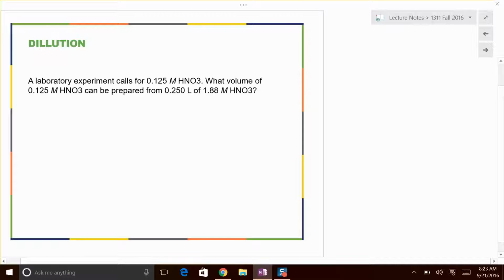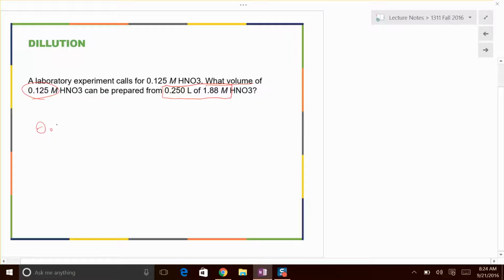A laboratory experiment calls for 0.125 molar HNO3. What volume of 0.125 molar HNO3 can be prepared from 0.25 of 1.8? What's the pair? What is the pair that I'm looking at? Find the pair. What is it? 0.25 and 1.8. Yeah, there's my pair. So I multiply those two things together. What am I going to divide by? 0.125. And that's going to give me what volume? What volume of HNO3? Okay?